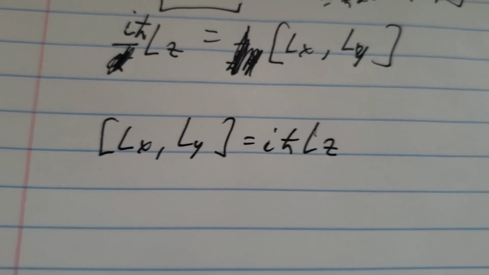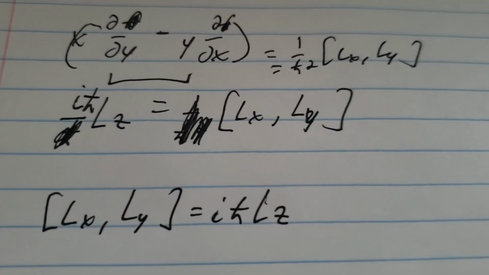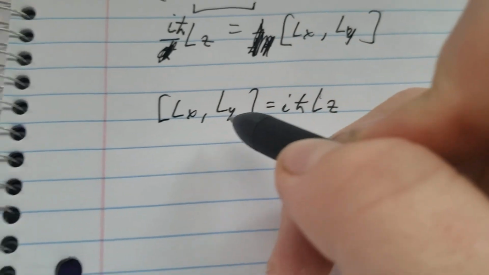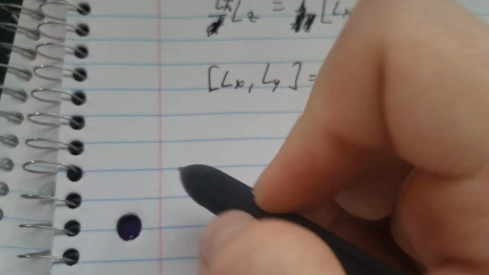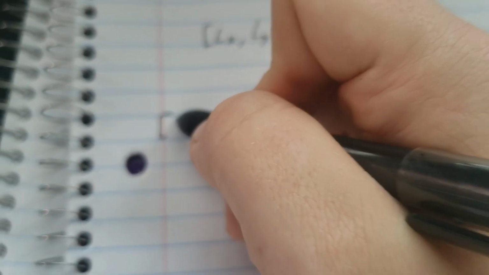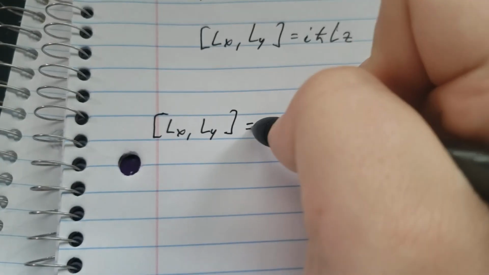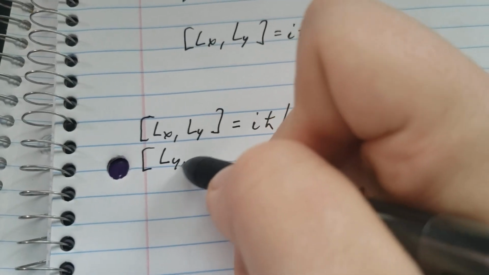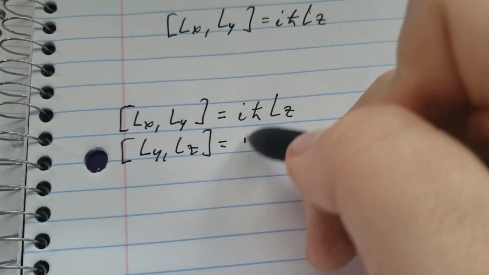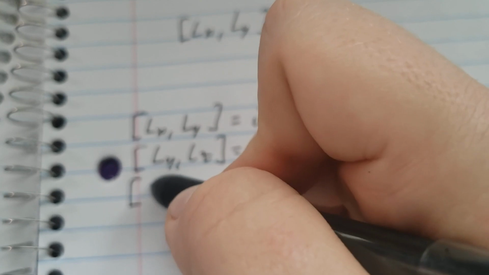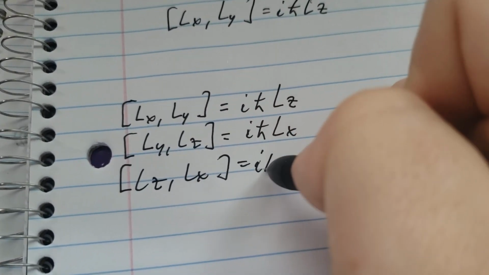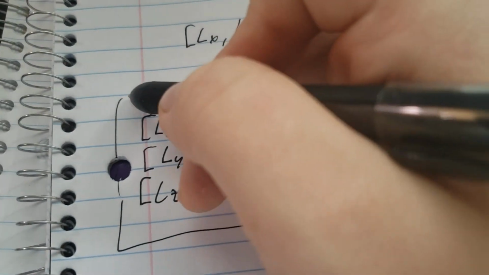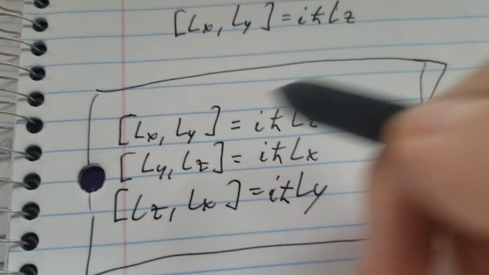Now I'm not going to run through all the calculations here because that was kind of tedious. When you do that calculation with the other components of the angular momentum vector, you get these commutation relations. i h bar L sub z, sub z Lx equals i h bar L sub y. And these are our commutation relations between the angular momentum operators.